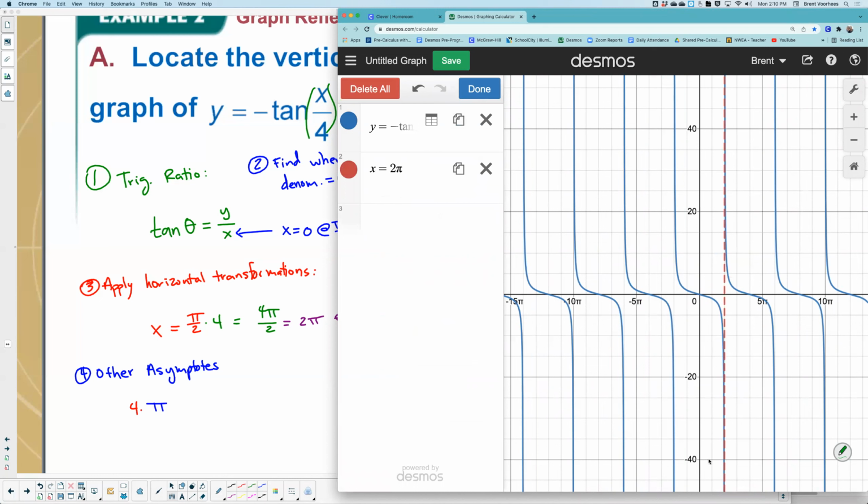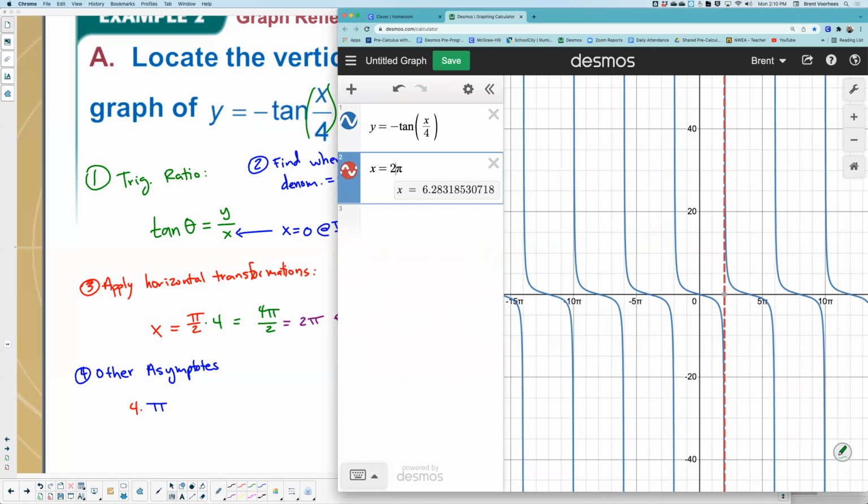Does that appear to be an asymptote there? Does that appear to be correct or incorrect? If you're wondering what incorrect would look like, this would be incorrect. Do you see how that cuts right through the middle of the blue graph? It's not supposed to do that. It's supposed to separate the pieces. That would be incorrect here because it's cutting through.